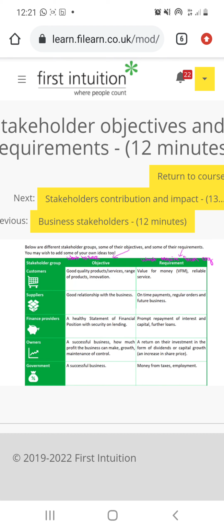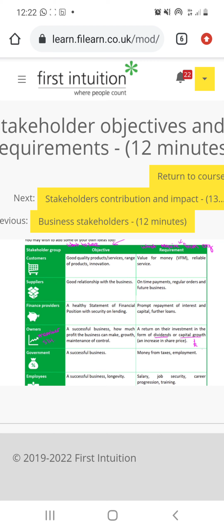The owners of the business, remember, they are also known as members. These are our shareholders of the business. They want to see the business being successful. They want to see lots of profit in the business. They want to see growth over time and maintenance and control. They require a return on their investment in the form of dividends, and these can be semi-annual, called interim dividends, or final dividends. They will also want to see an increase in the share price in case they sell their shares in the future, and this is called capital growth.